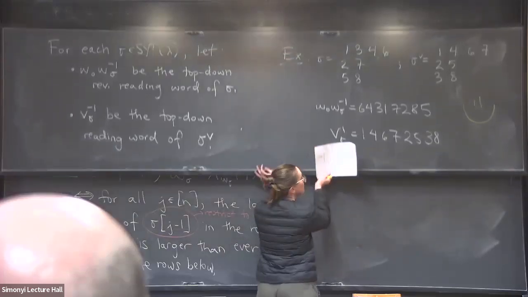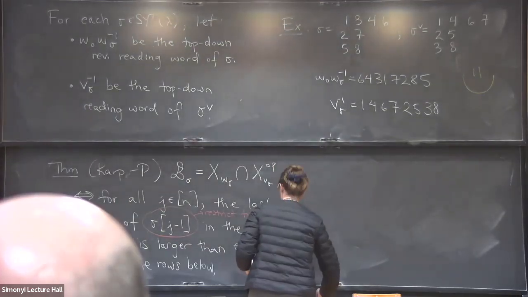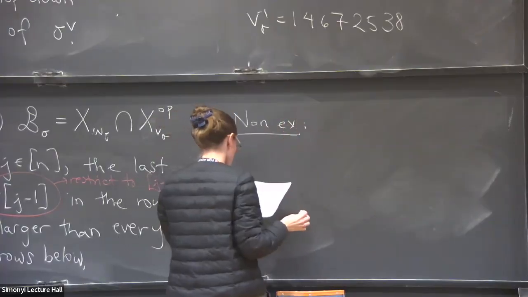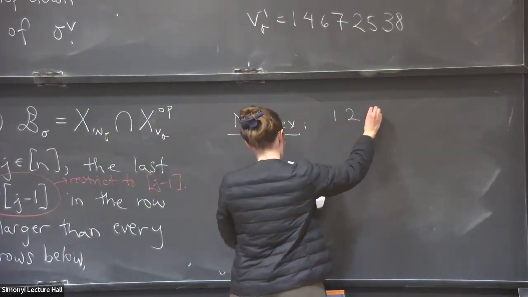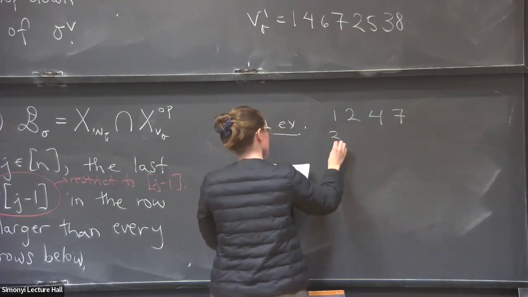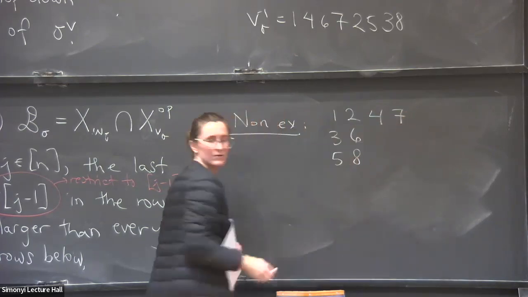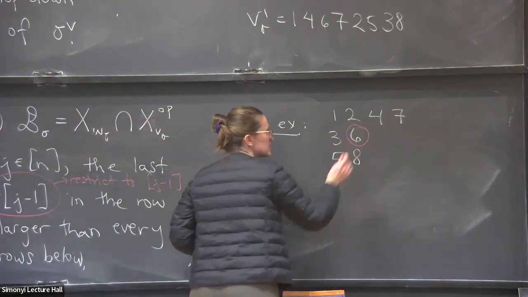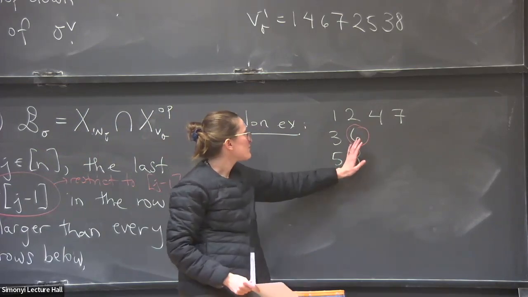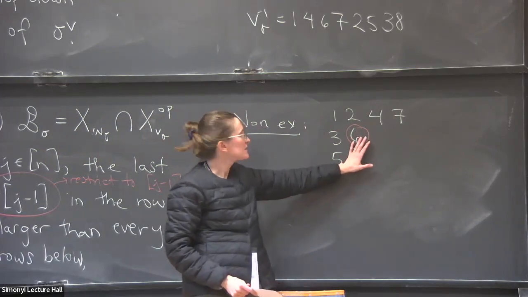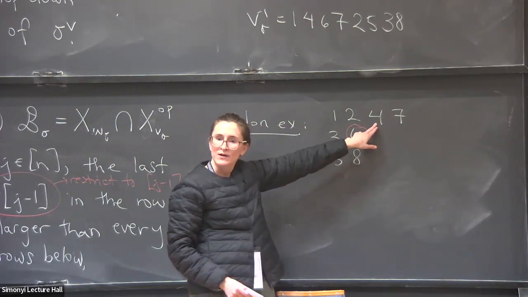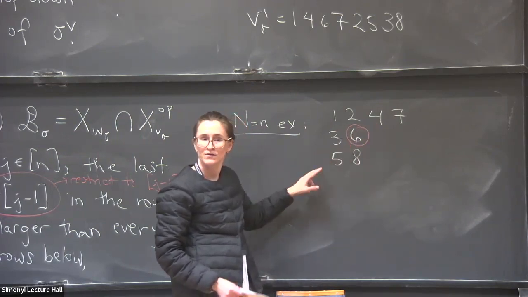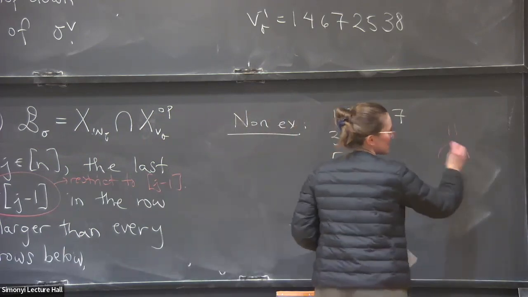So let me give you a non-example. A non-example is this one. Specifically, if you focus on 6, I ignore everything bigger than or equal to 6. So 4 appears above that one. Is 4 bigger than both 3 and 5? No, it is not. So this is a non-example of that condition.